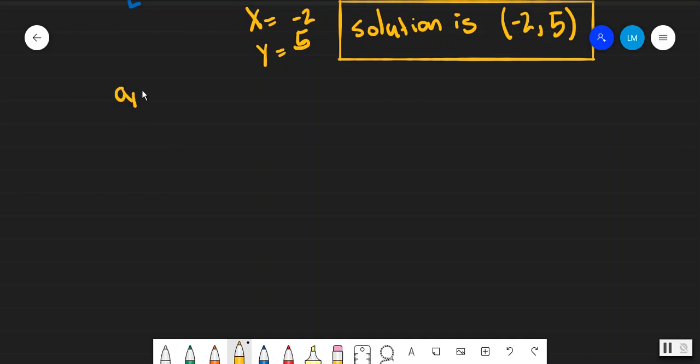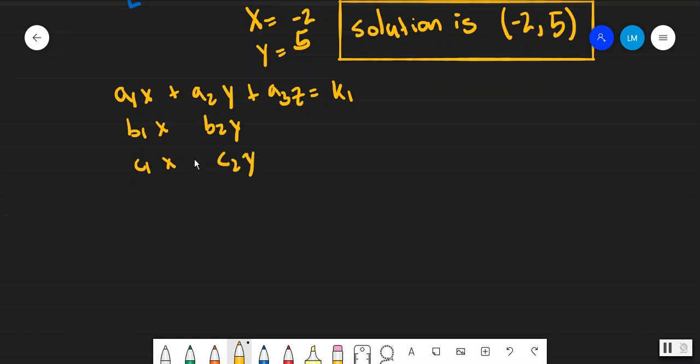Now, similarly, if we were to consider, say, a much larger system, perhaps like a1x plus a2y plus a3z is equal to k1, and then let's say that we have b1x, c1x, b2y, c2y, and then b3z plus c3z, and this equals k3, and that's equal to k2.